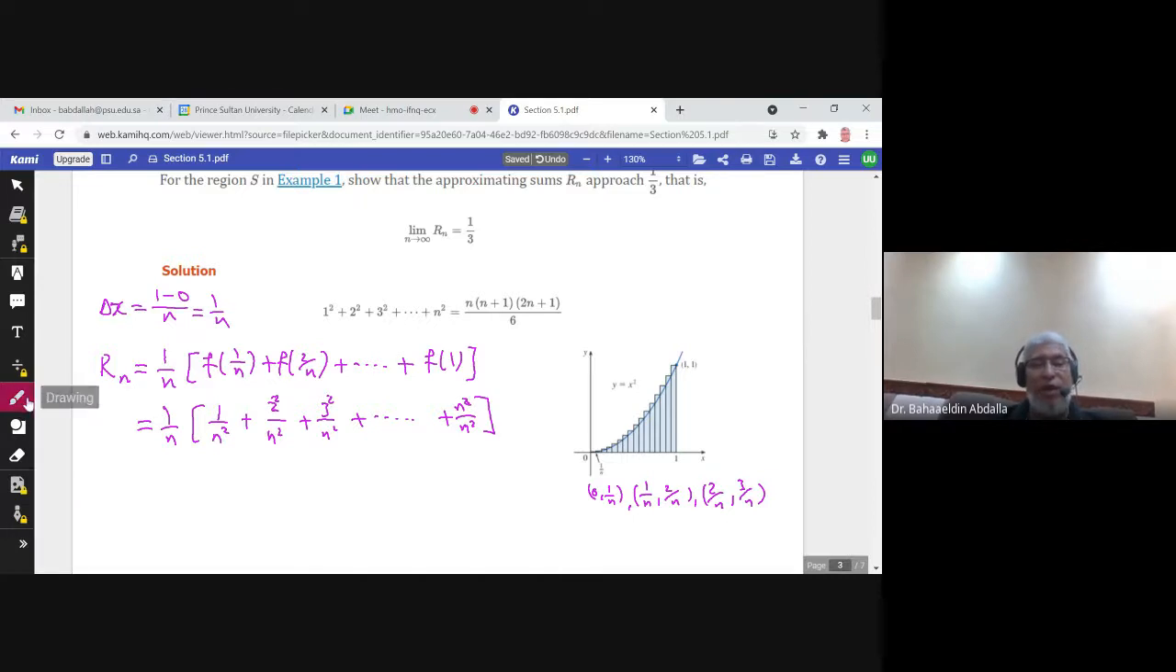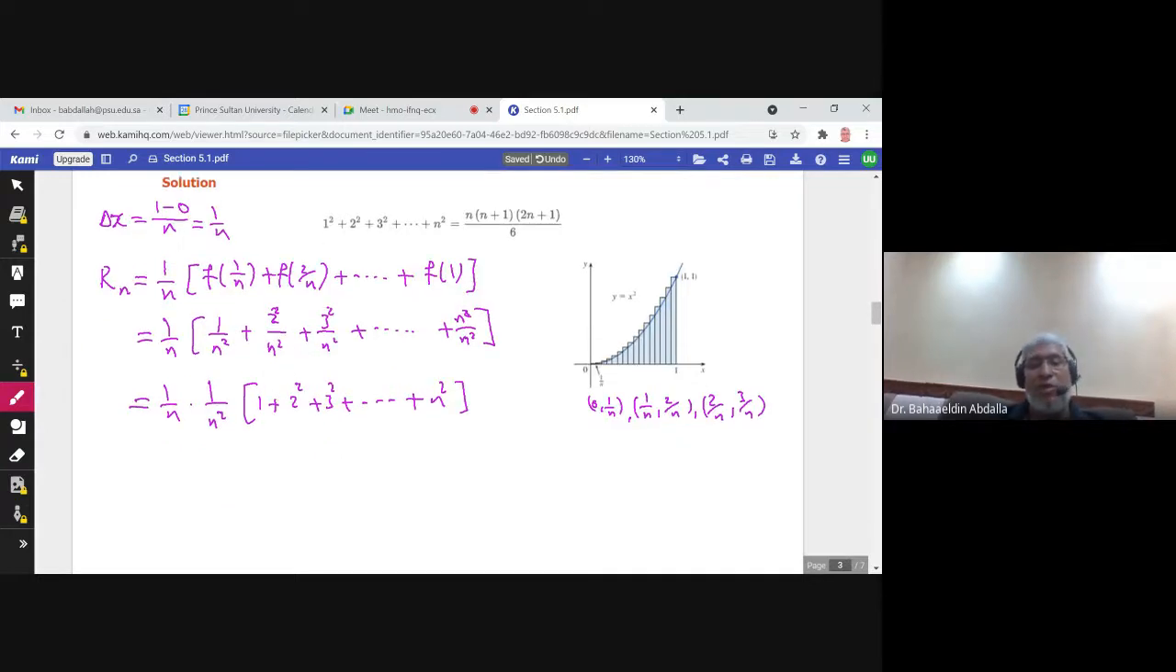1 is n over n. Good. So I can write it 1 over n, and I can take 1 over n square as a common factor from all of these terms. So inside I will have 1 plus 2 square plus 3 square plus up to n square. So now I have 1 over n cube here. N times n squared is n cube.